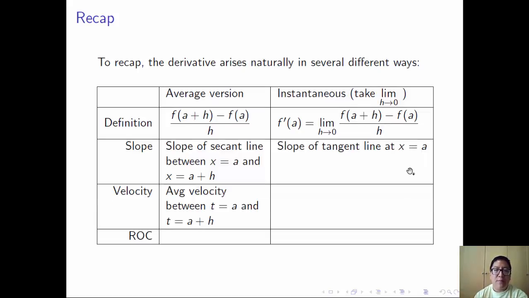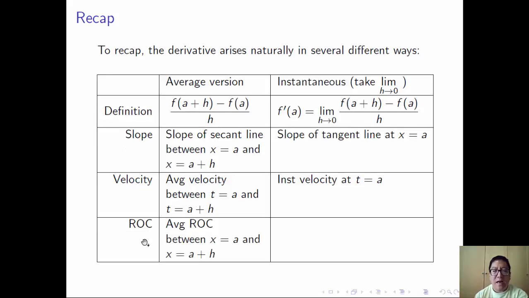For velocity, the average version of velocity is the average velocity between time a and time a plus h. And then when you take the limit as h approaches 0, you get the instantaneous velocity at time a. So this actually gives you a definition of what it means to be going 60 miles an hour at 2 o'clock, even though no time passes at 2 o'clock. And then finally, as a generalization of that, in terms of rates of change, the average rate of change between x equals a and x equals a plus h again gives you the same difference quotient, f of a plus h minus f of a all over h. And when you take the limit as h approaches 0, you get the instantaneous rate of change at x equals a, which is again equal to f prime of a.